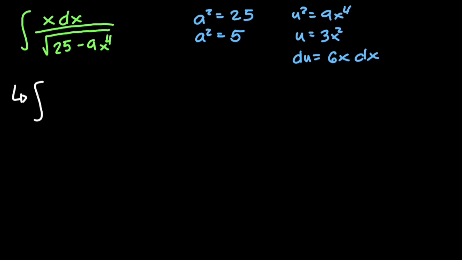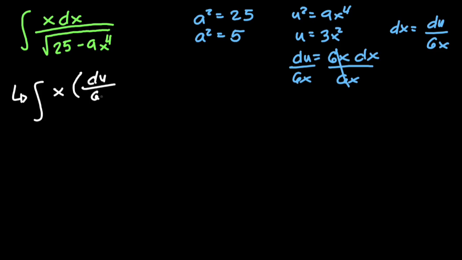So, it would be the integral of x multiplied by dx here. Wait. Dx right here would be equal to du over 6x, because we just divide both sides by 6x here. So it would become x multiplied by du over 6x over the square root of 25, which is a squared, minus u squared, which is 9x raised to the power of 4.